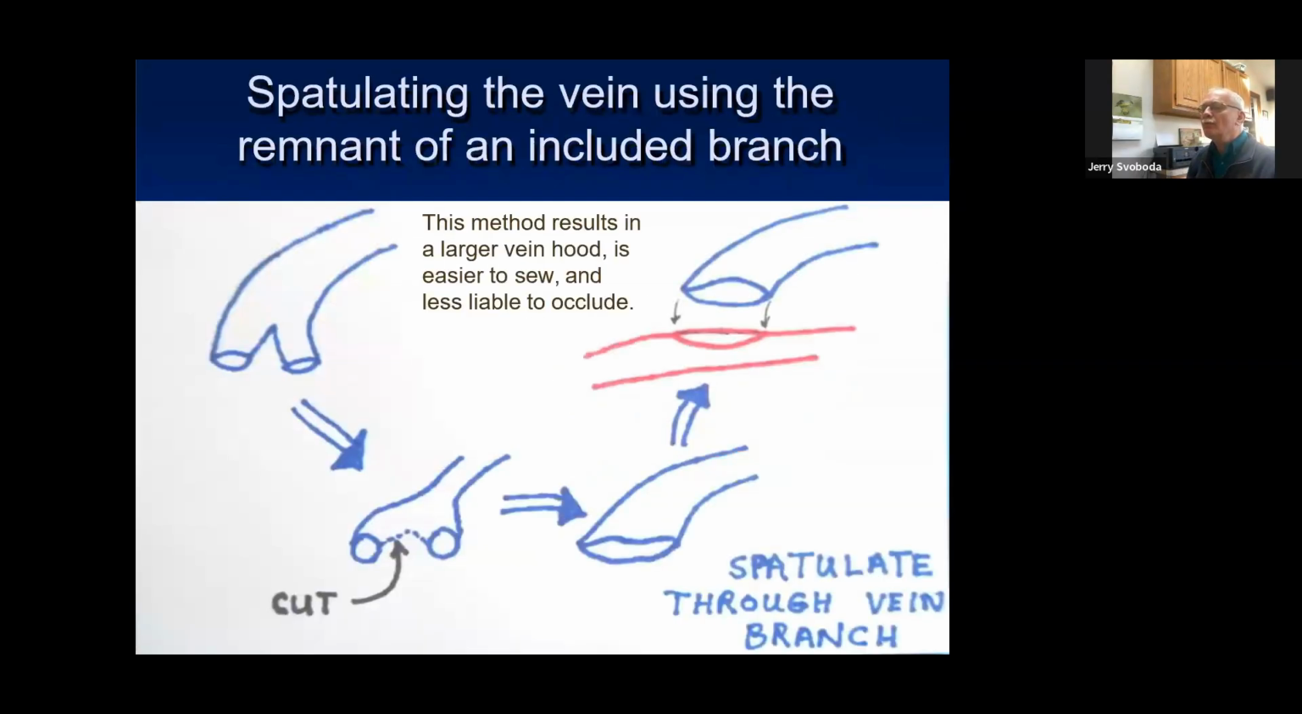In this case, if you have a branch, you'll get a larger vein hood by making the cut you see in the left lower corner of the picture. You cut from one branch to another. It's easier to say than do, but it's very doable. And then you have a larger hood. We call this a larger vein hood to go onto the anastomosis.